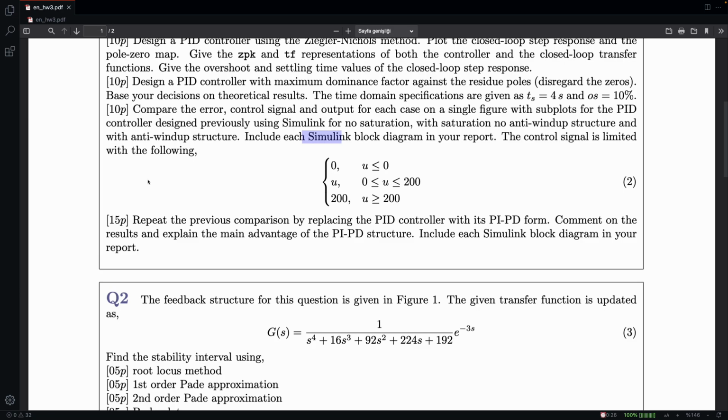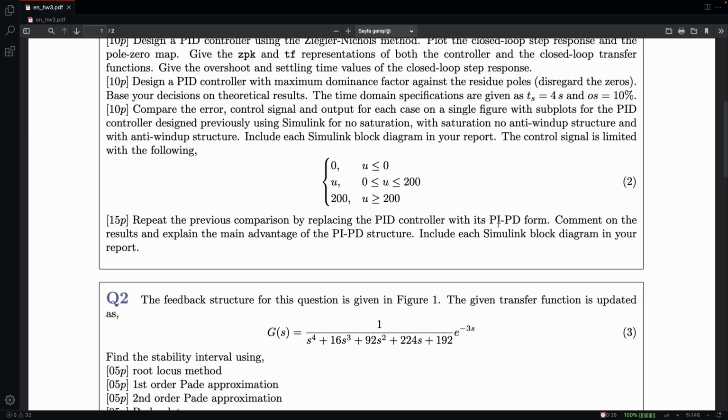And the last part of the first question is about converting that PID controller into a PIPD controller without any design, because that's not necessary. You can just convert any PID controller into its PIPD form. You should do that in this question, and then you should copy the 3 Simulink models that you had here and replace the controller with a PIPD form, and then repeat all the stuff that was necessary here.